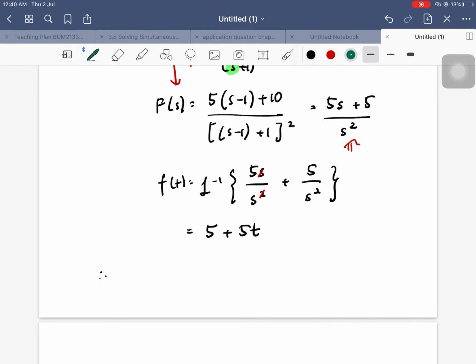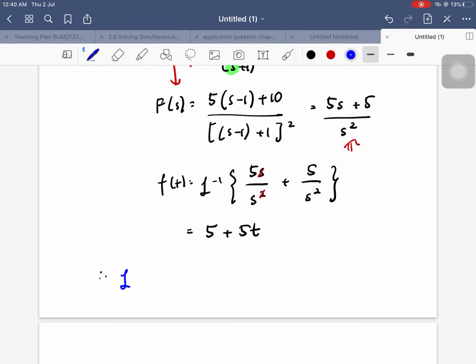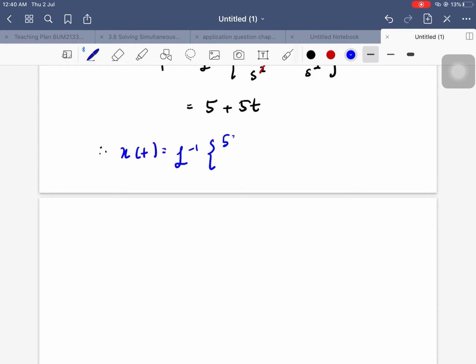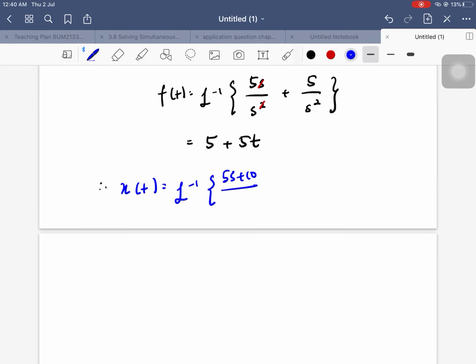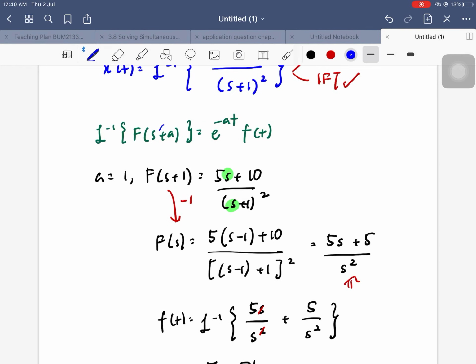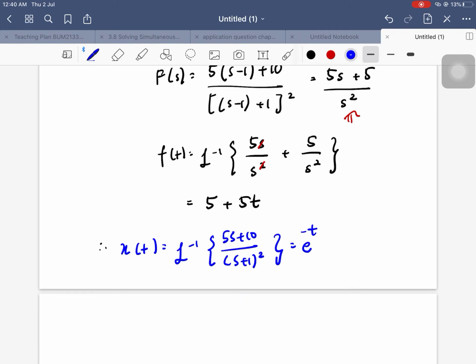So the x of t, we're looking for x of t. x of t is going to equal the Laplace inverse of 5s plus 10 over s plus 1 squared. According to the inversion of first shift theorem, since this is a plus, this is going to be exponential of negative 1t, so exponential of negative t multiplied by 5 plus 5t. So that is going to be our displacement function.